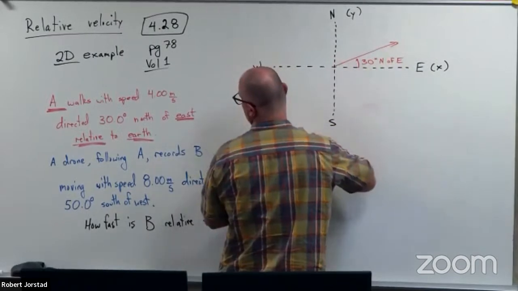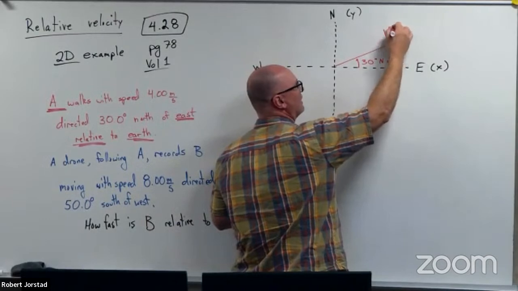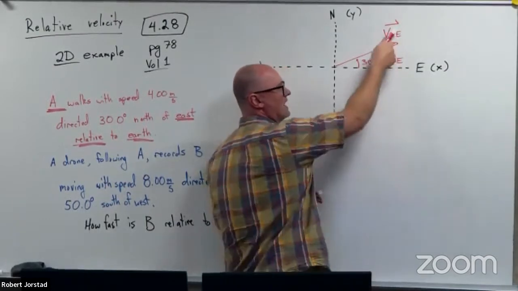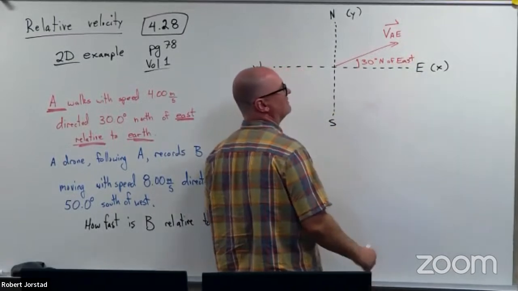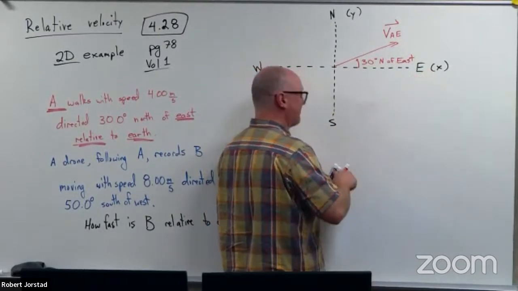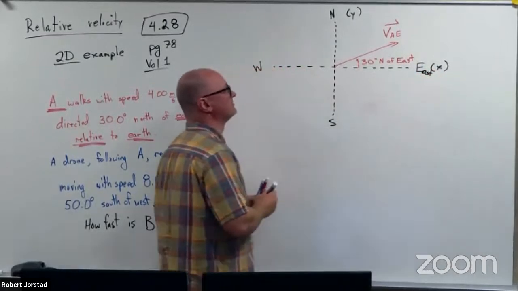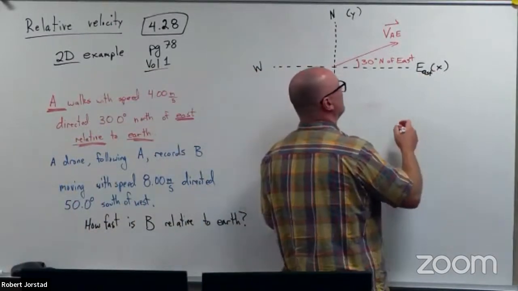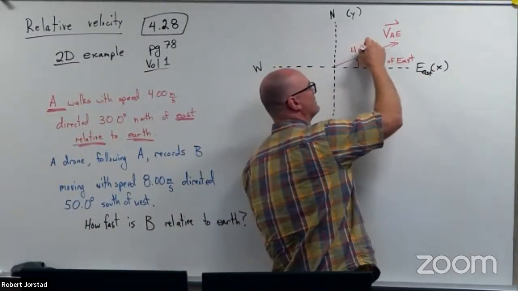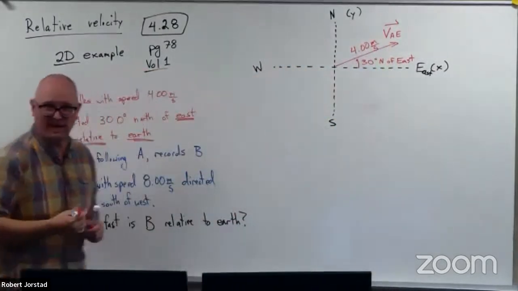And what did I say this was? This is velocity of A relative to Earth. Boy, we've got two capital E's here. Maybe I'll write east for this one, right? And east for this one. That way you can tell the difference between Earth and east. All right, and we see that that is some size 4.00 meters per second. Oh boy, I can tell I'm going to have to do some SOHCAHTOA on that one.